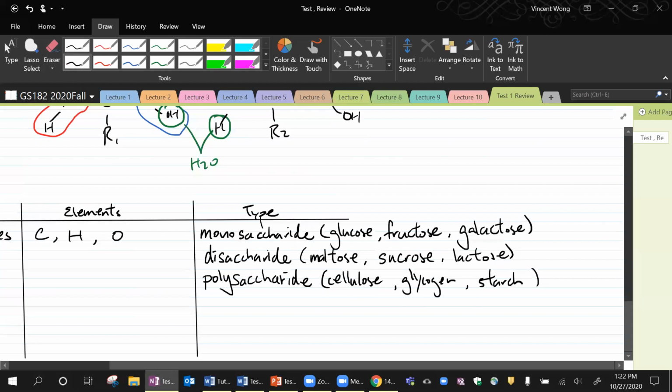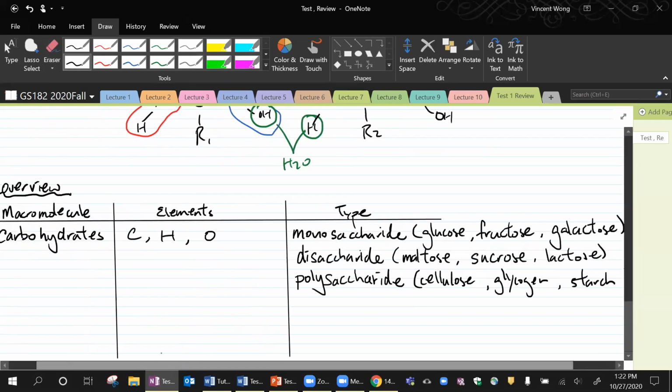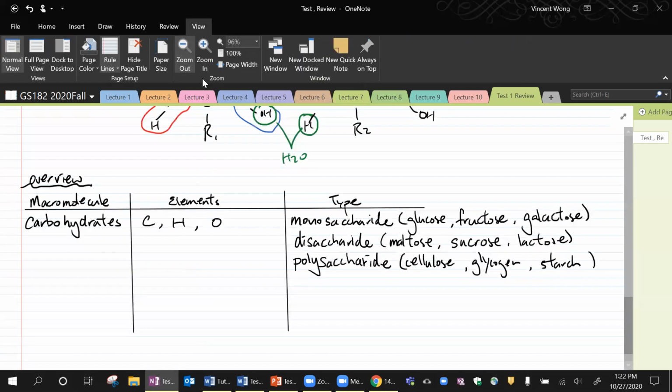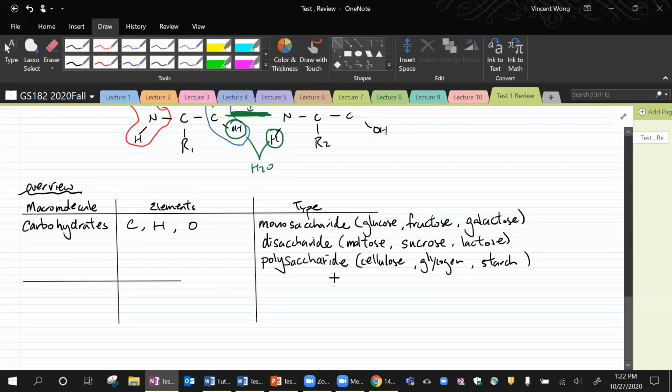Of course, they all have different functions. We'll summarize the function in another chart, perhaps. But that's basically it for carbohydrates. Moving on, we have lipids. I think that's the order I did it in for the lecture.